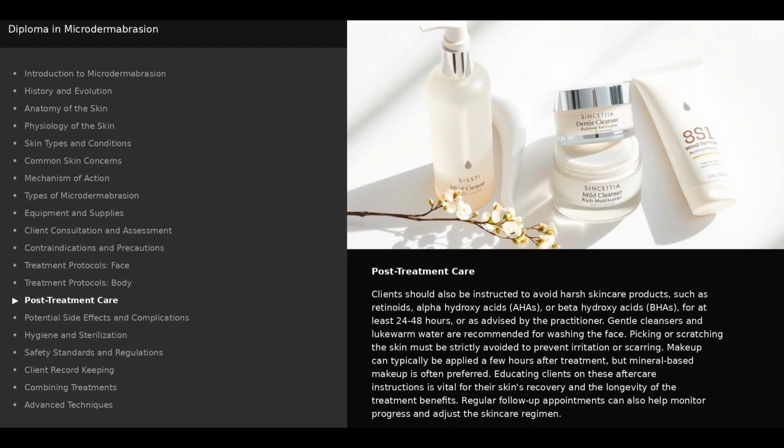Gentle cleansers and lukewarm water are recommended for washing the face. Picking or scratching the skin must be strictly avoided to prevent irritation or scarring. Makeup can typically be applied a few hours after treatment, but mineral-based makeup is often preferred. Educating clients on these aftercare instructions is vital for their skin's recovery and the longevity of the treatment benefits. Regular follow-up appointments can also help monitor progress and adjust the skincare regimen.